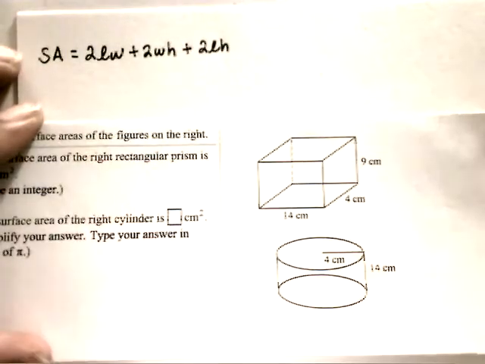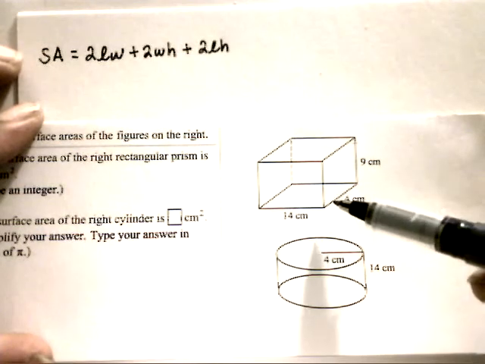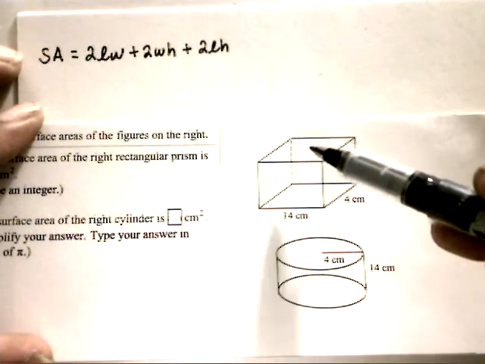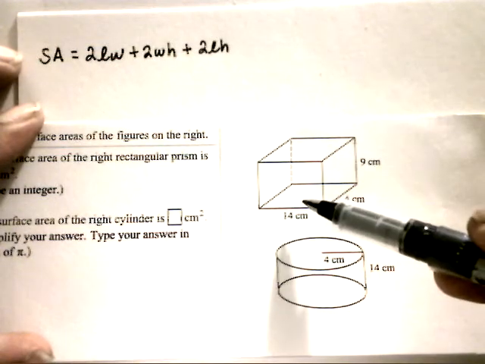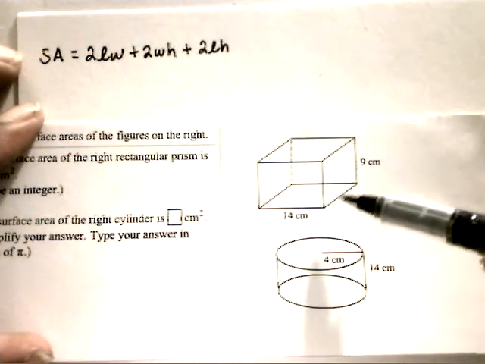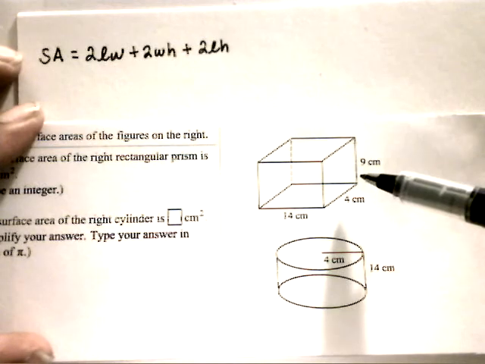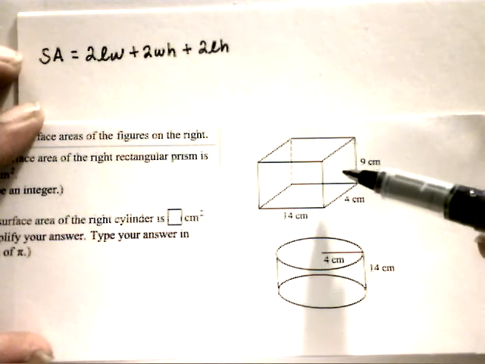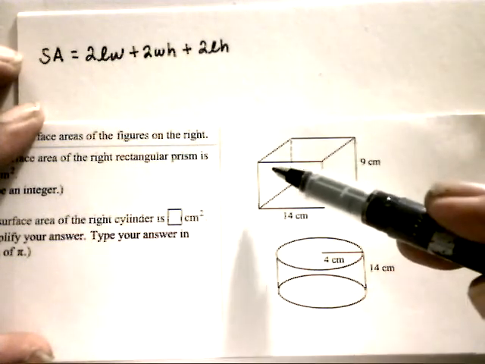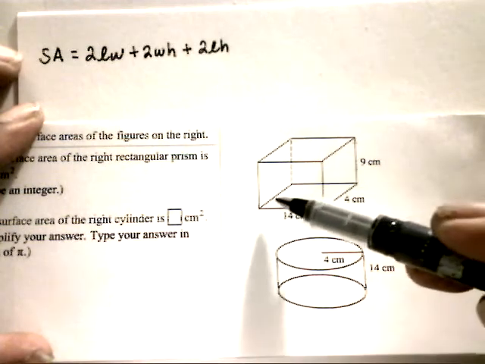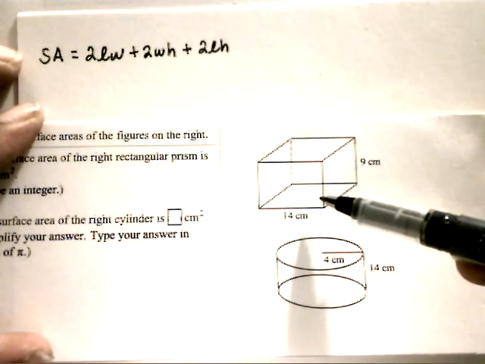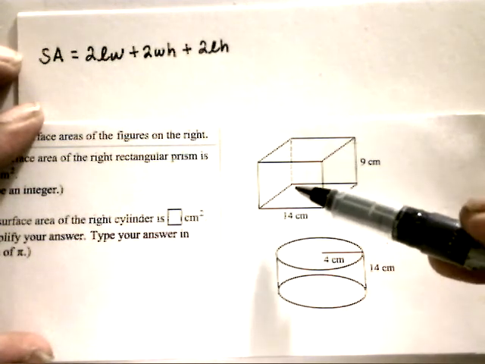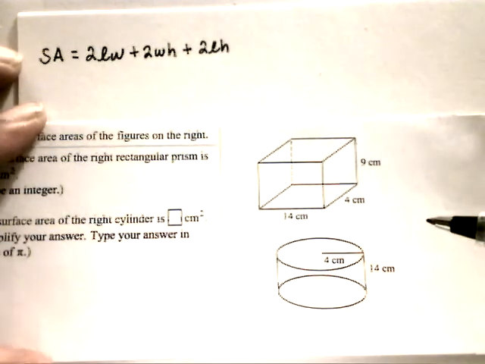2 times the length times the width is this. You got the length times the width, and you got 2 of them, one on the top and one on the bottom. That covers the surface area on the top and the bottom. 2 times the width times the height covers the 2 faces on the right and on the left. And then length times height. This is your length, this is your height. That covers the faces on the front and the back.